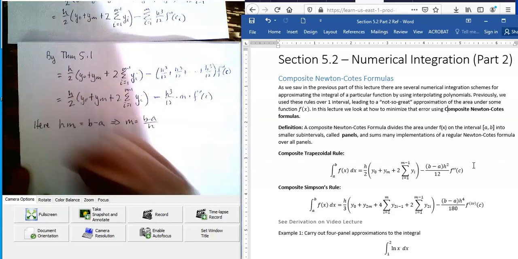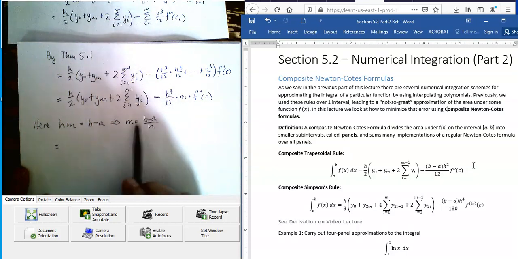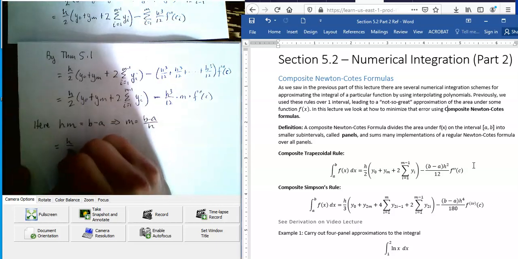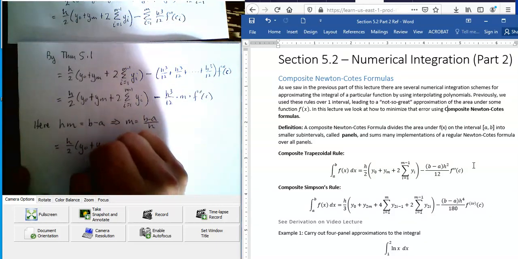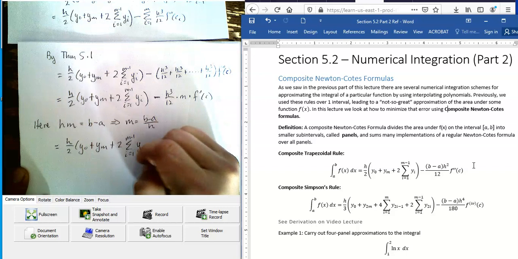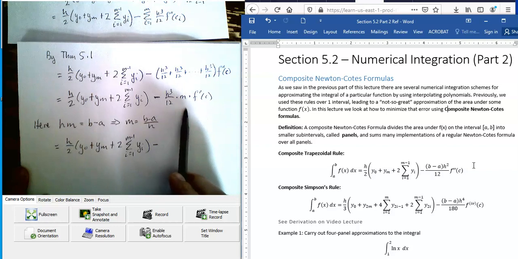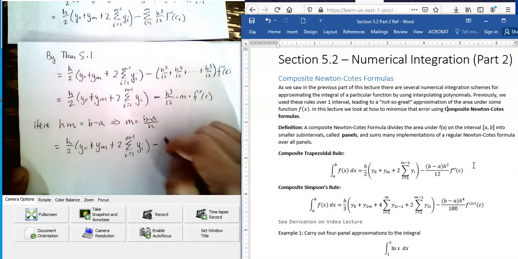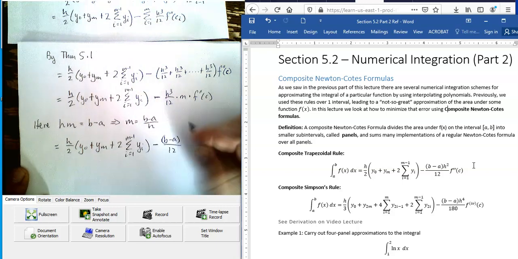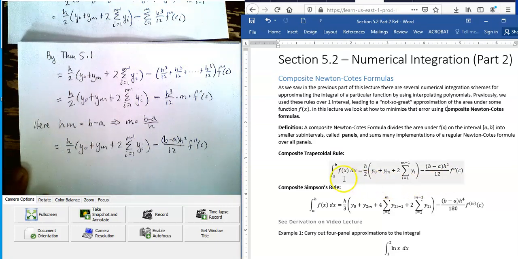Therefore, we can conclude our derivation of the trapezoidal rule by inputting this b minus a over h, right? So finally, if I put in b minus a over h here, one of these h's is going to cancel. So I get my b minus a over 12 times h squared times f double prime at c. That's exactly what we wanted here. Okay?